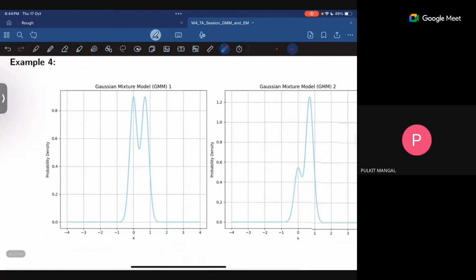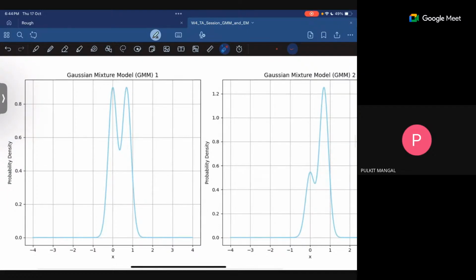Again, one more example, the final example. Now, what about this? What do you think about the probability of selecting the component here?